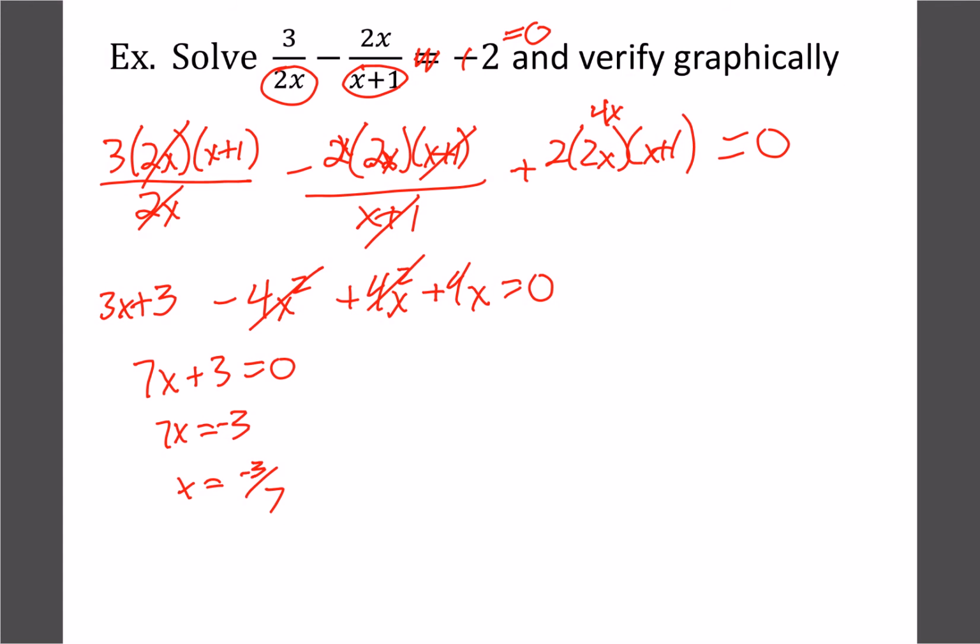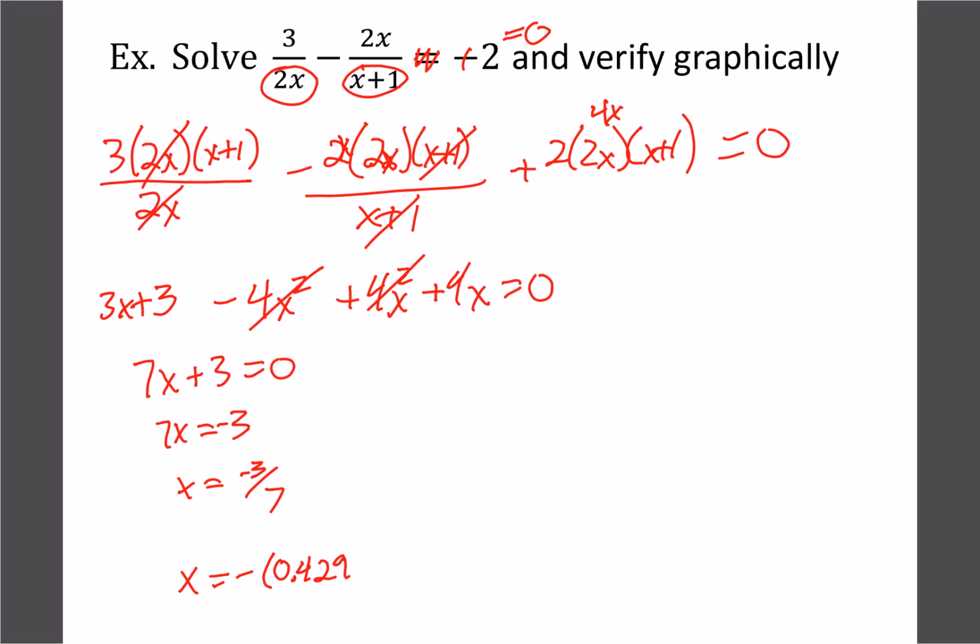So that's our solution. So once again, we could plug it back in and verify it that way, or let's try graphing it. So let's do the graph first. We've got 3 over 2x minus 2x divided by x plus 1. So there's our one graph, and the other one would be just y equals negative 2. So always go back to the original if you're going to graph, and we want to see where it crosses, and according to my calculator here, I'm getting an x of negative 0.429.